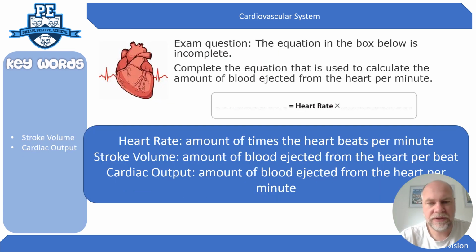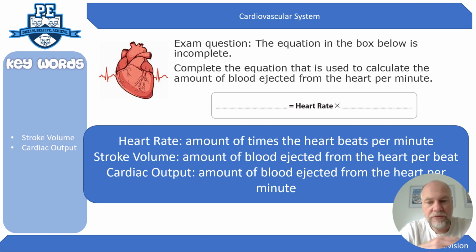And finally, the last part that you need to revise on the cardiovascular system is just these key definitions, and these come on to responses to exercise as well. So as part of our cardiovascular system, when our heart beats, it pushes blood out of the heart, and the amount of blood measured in one beat is called stroke volume. So the amount of blood ejected from the heart per beat is stroke volume. It's a definition you just need to know. It might ask you to define it in an exam question.